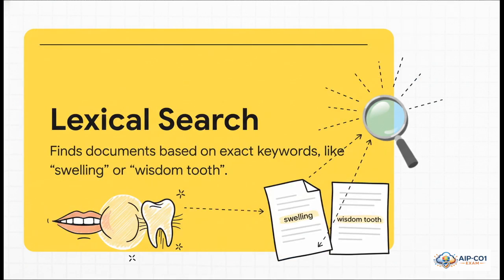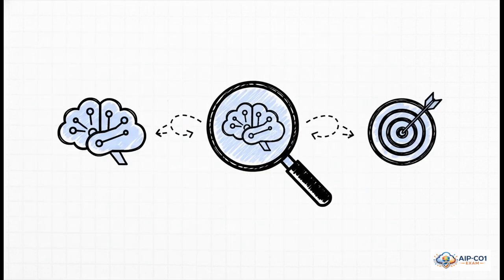You need the exact keywords. That's where lexical search comes in. It's less about the general vibe and more about finding documents that contain the precise words swelling and wisdom tooth. It's incredible for precision. But here's the real pro move. The best systems don't choose one or the other. They use something called hybrid search, which combines both. You get the broad contextual understanding of semantic search and the pinpoint accuracy of lexical search. It really is the best of both worlds.